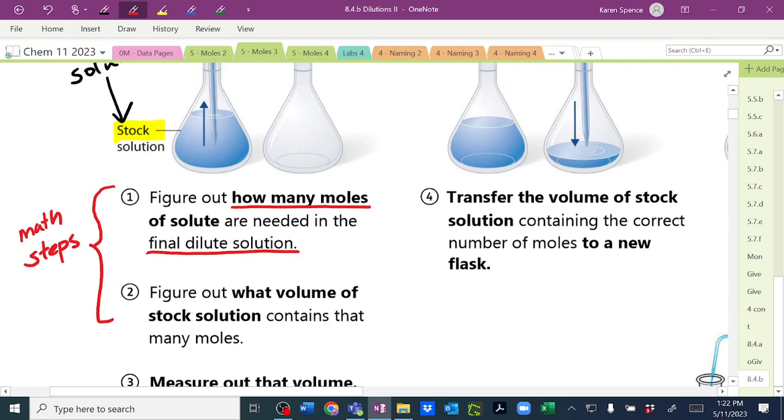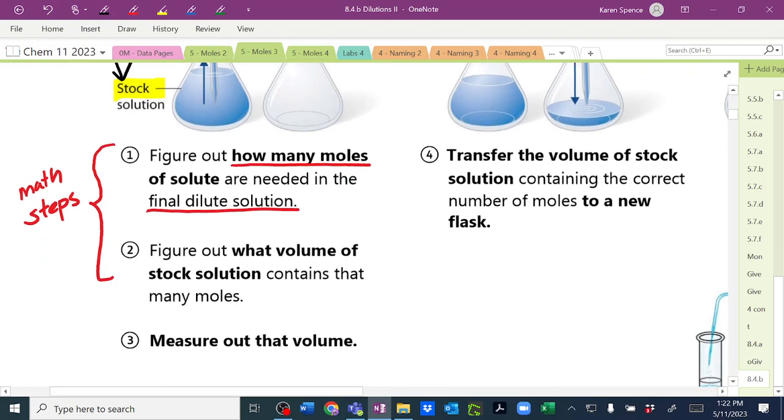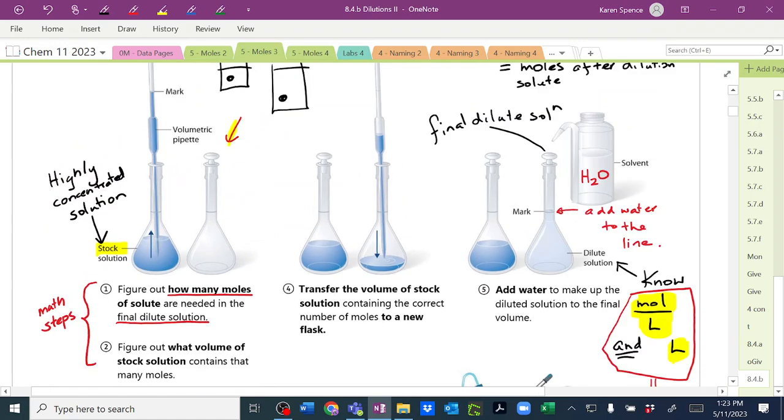Okay, that's where you do your calculations. You find your moles, and then you find your volume. You are going to then measure. Now the rest of it's just procedure. You measure out that volume, so let's just take a look at the whole thing.